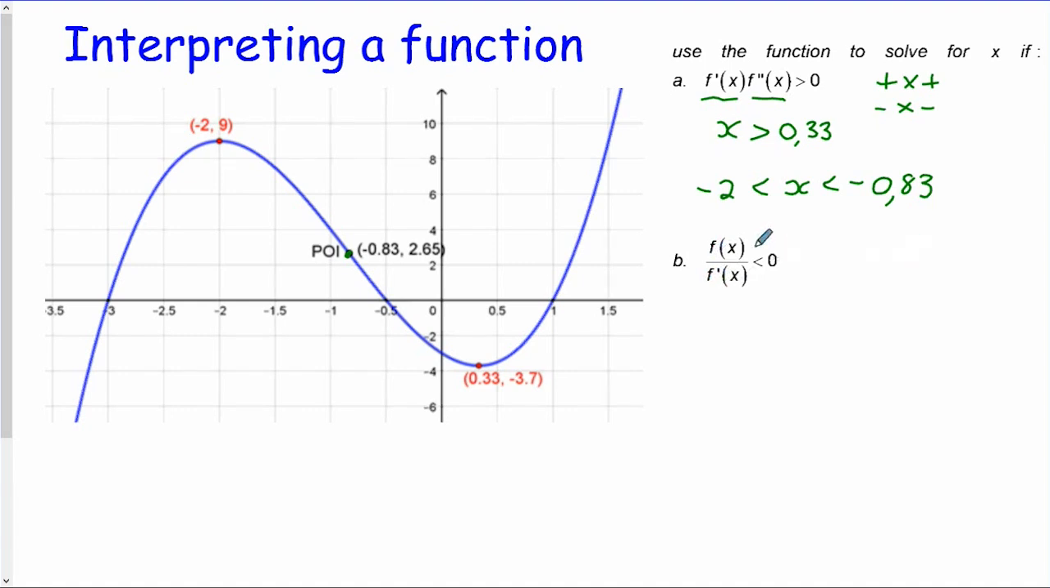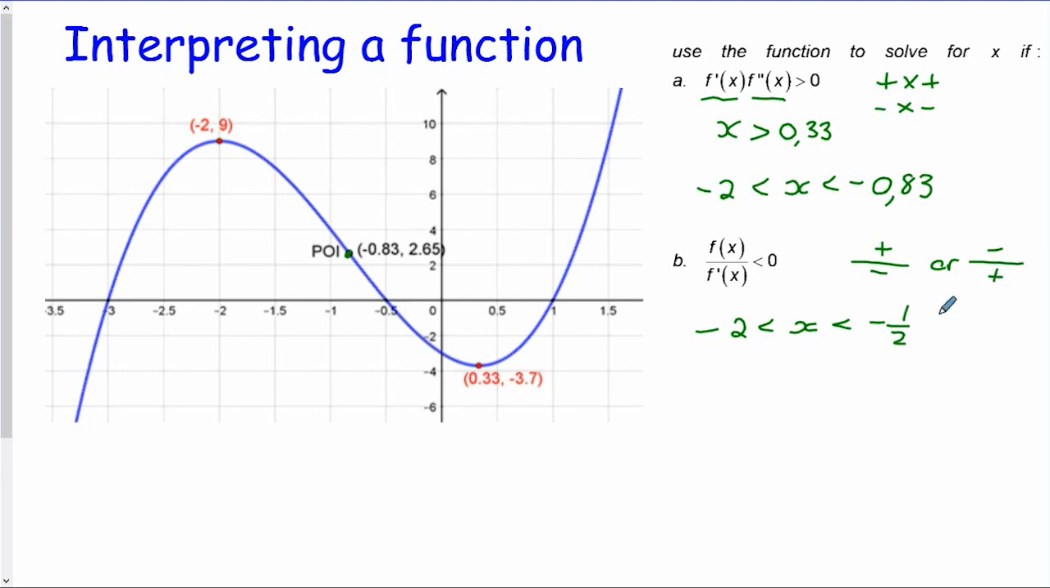This next one's a quotient, and it doesn't matter that it's a quotient. The way we're going to get a negative quotient is to have a positive divided by a negative, or indeed a negative divided by a positive. Again, let's look at the first one first. Where is the function positive, in other words, above the axis, but the gradient negative, in other words, going downhill? That happens from -2 to -0.5. Above the axis, but going downhill.